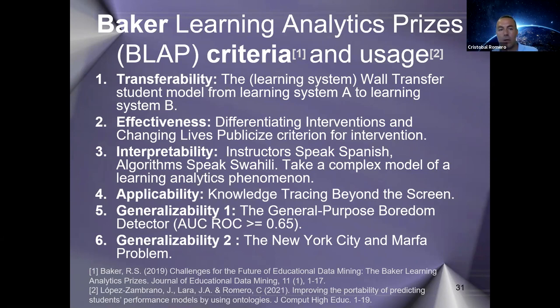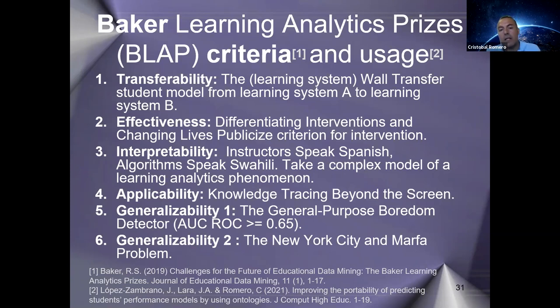The points of the Baker Prize: the first one is transferability, when you want to transfer a model. It's very good because I'm working now on transferability of the prediction model, to transfer one model that you have used in one course to another course. It's similar to what Ryan proposed, the transferability problem, that Ryan speaks about: transferring a model from learning system A to learning system B.